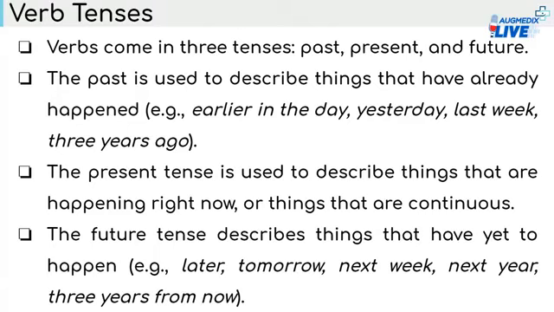Verb tenses. Now, verbs come in three tenses: past, present, and future. The past is used to describe things that have already happened. For example, earlier in the day, yesterday, last week, 3 years ago. The present tense is used to describe things that are happening right now or things that are continuous. The future tense describes things that have yet to happen. For example, later, tomorrow, next week, next year, 3 years from now.